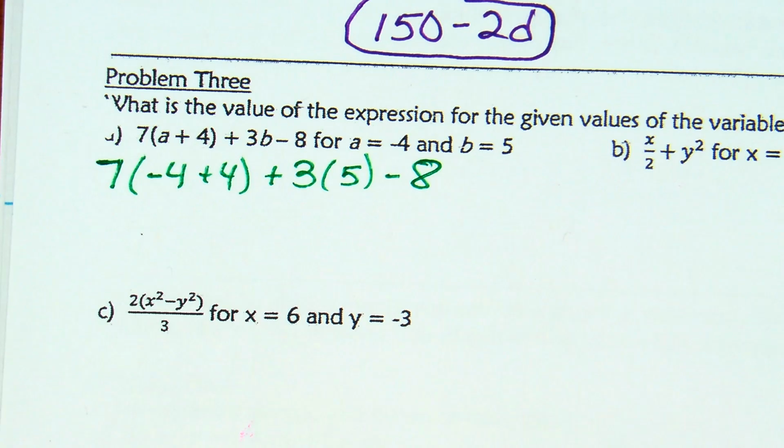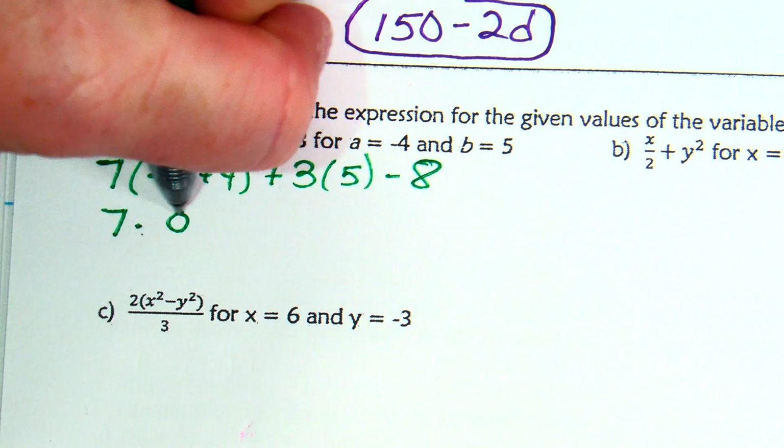So now, if I do start in my parentheses, negative 4 plus 4 is 0. So then that's going to be 7 times 0. We have 3 times 5 and a minus 8. Okay? And by the way, why did we start in our parentheses first?